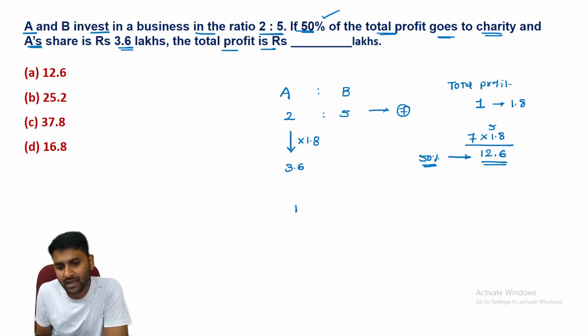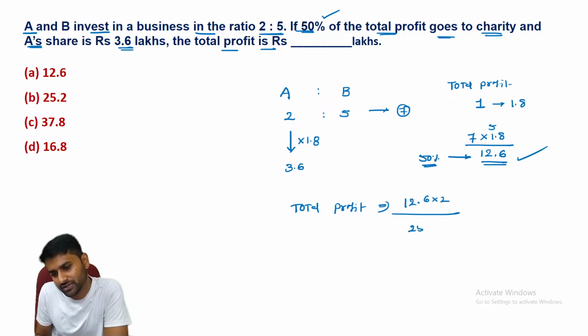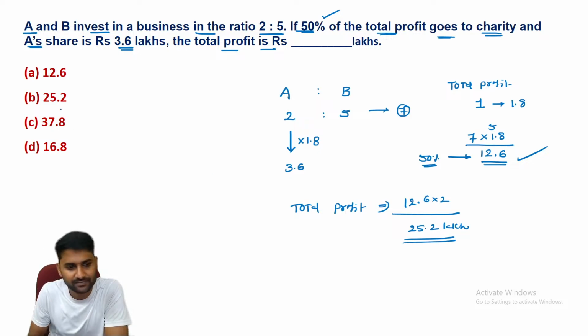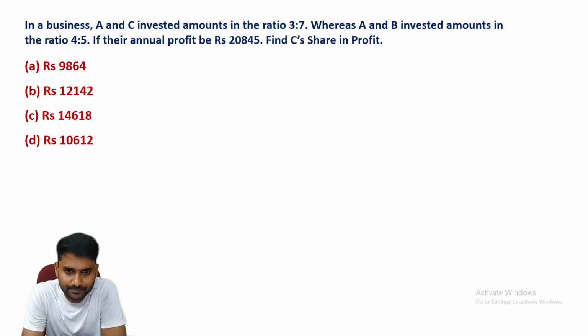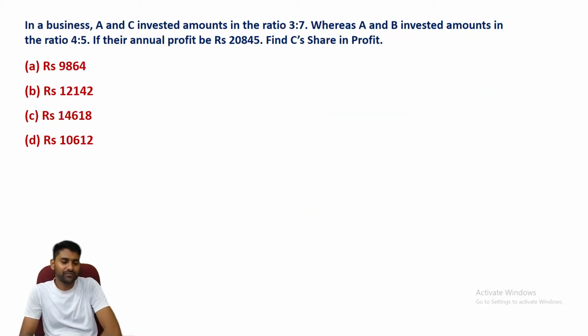That's why we want the total profit in the business, and you know that this is the 50% amount. If you want the full amount, then 12.6 is multiplied by 2. The value of 25.2 is your answer. Go through this information.